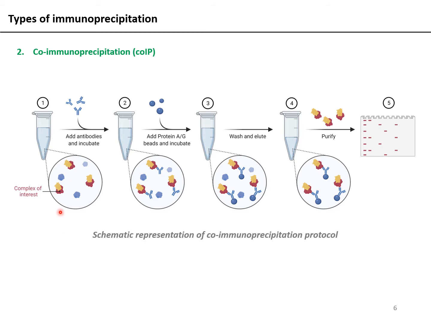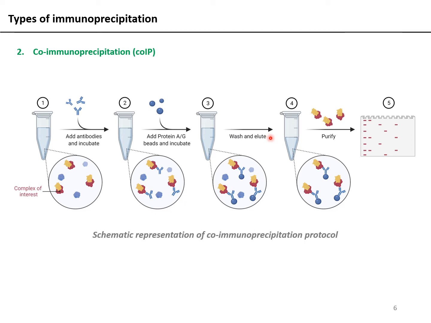Those mutations which do not interfere with the binding interface will not disrupt this complex formation, and those mutations which do interfere with it will disrupt this complex formation. So next you add antibodies specific for this red protein, which is your protein A, and you incubate with it. You add protein A or G sepharose beads and you incubate along with it as well.